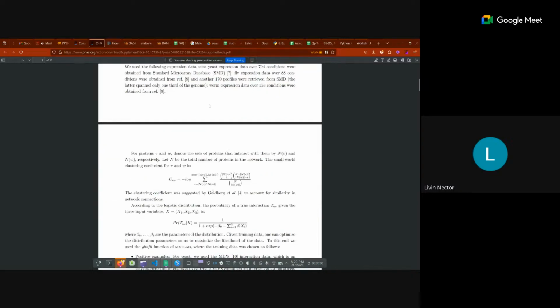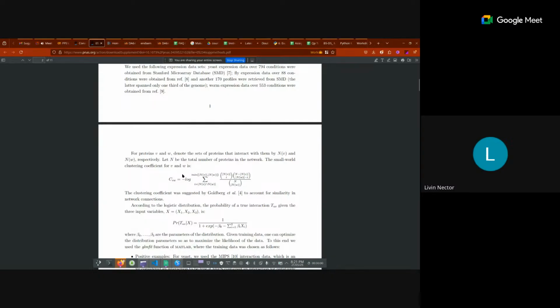Then the third one is the small world clustering coefficient that we need to compute. To do this, we need to construct a network of interactions, basically a graph. In Python, an easy way to construct this network is to use a graph library. For each pair, we add the nodes and add an edge between them. After that, we denote the set of proteins that interact with them by N(v) and N(w), where v and w are the pair.